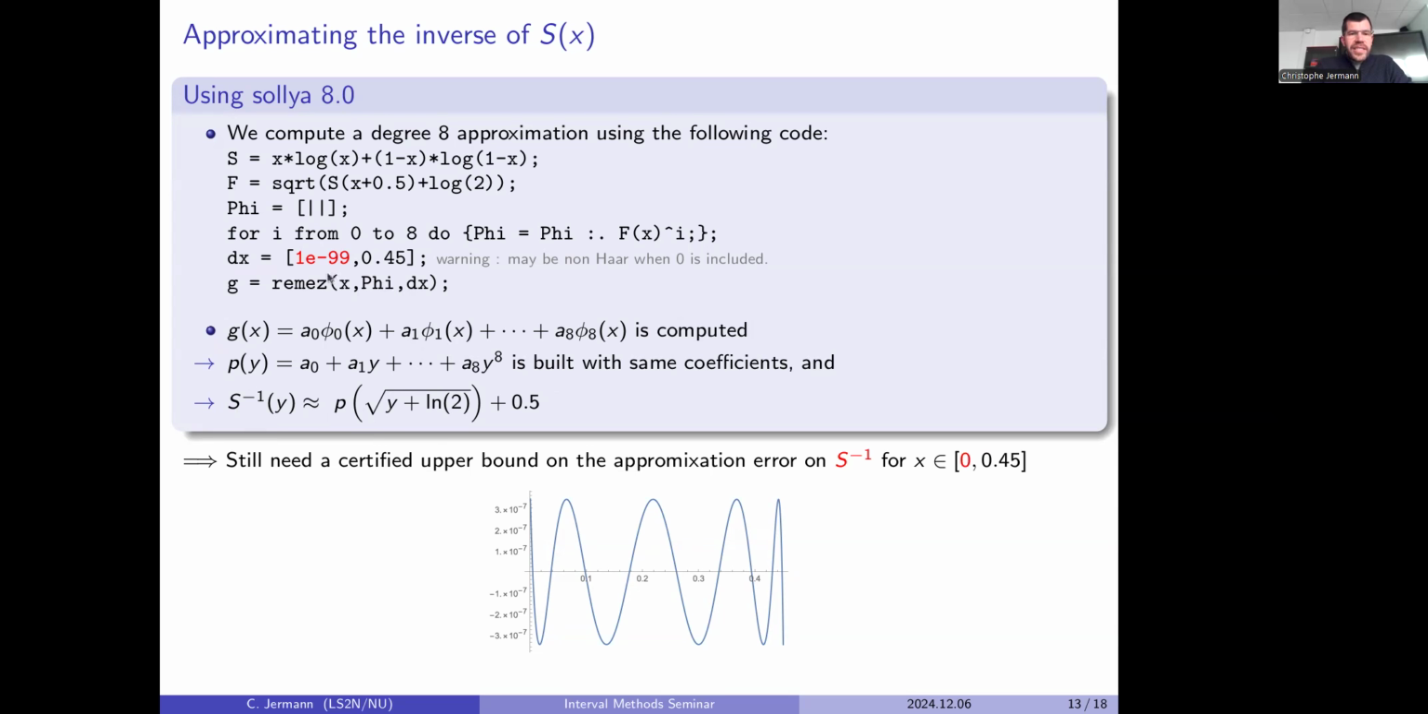Well, this is not completely satisfying because we obtain an error. You can see it here. I will just talk about it in the next slides. But it is not proved because the 0 could not be included. So it is not a rigorous upper bound on the error for the approximation on the whole domain 0 to 0.45.